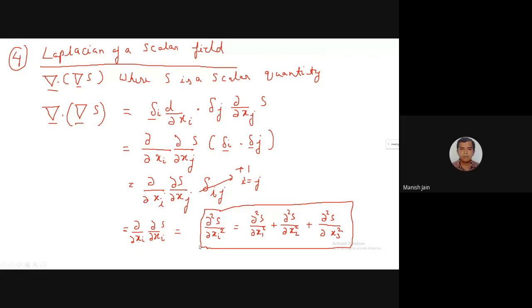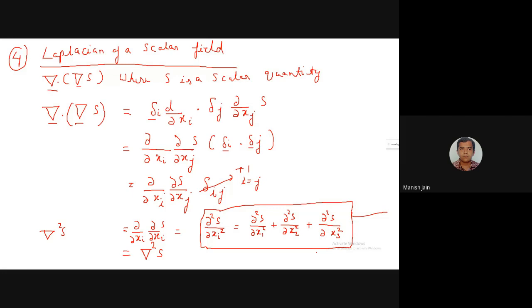When you replace the i to j, the Laplacian coefficient will become del square s by del xi square, because here i comes twice, del by del xi multiplied by del by del xi, so it is a dummy index. Again you have the summation sign for the i. Or in the short form you can write this like del square s. In different books you will find this expression. This is also the Laplacian of the scalar field.